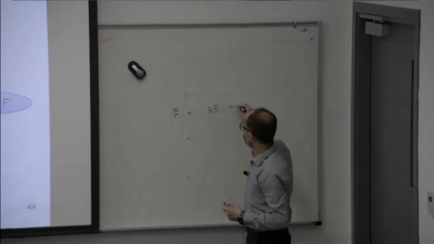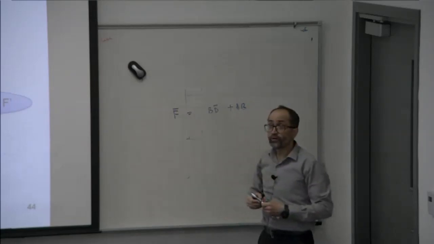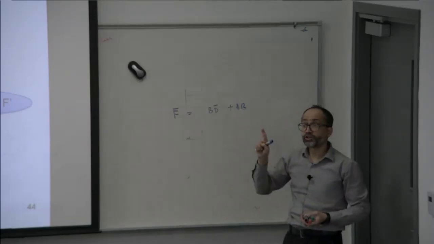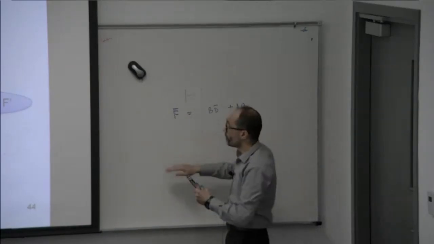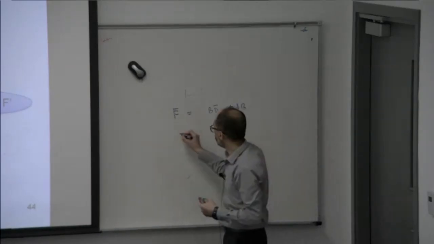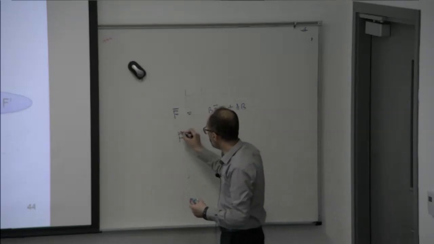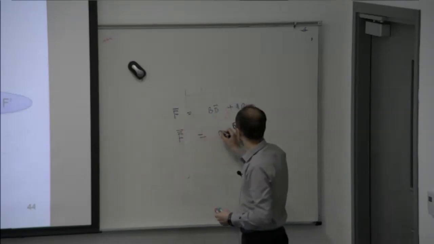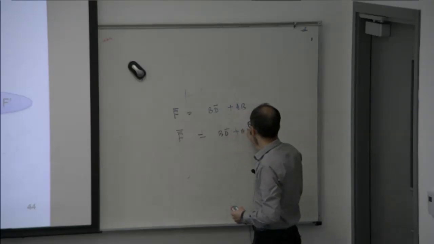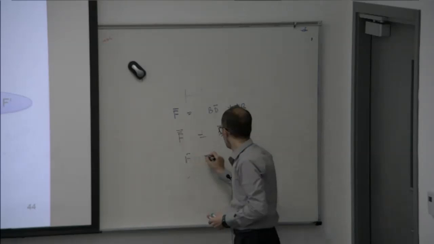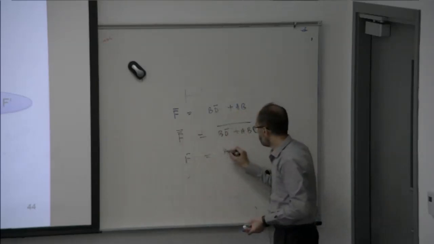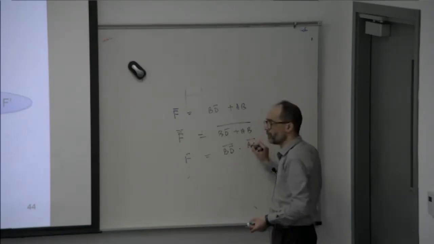F bar is BD bar plus AB. But we are not interested in F bar. We are interested in F, because we want to get the POS expression. So if we are interested in F, we need to complement both sides. Now F bar whole bar is equal to BD bar plus AB whole bar. F double bar is F. Now applying De Morgan's theorem, we get BD bar whole bar dot AB whole bar.